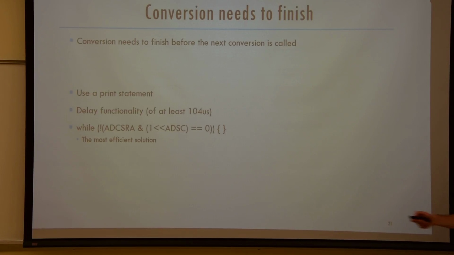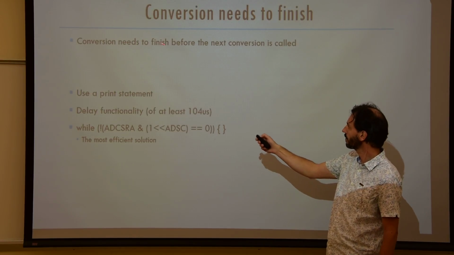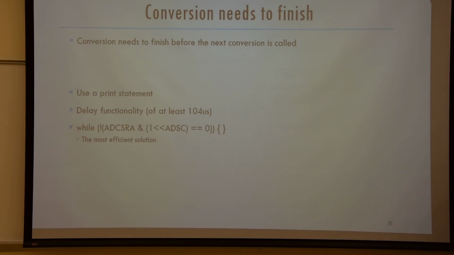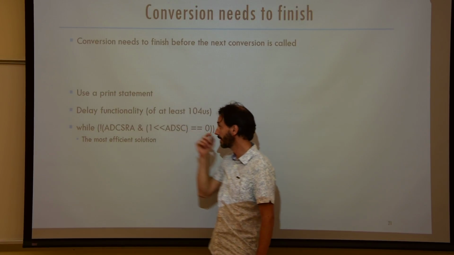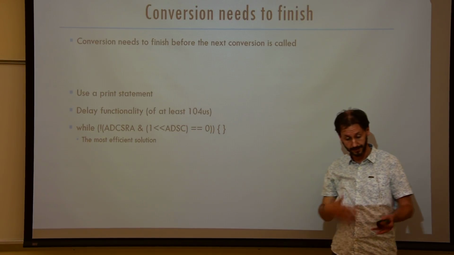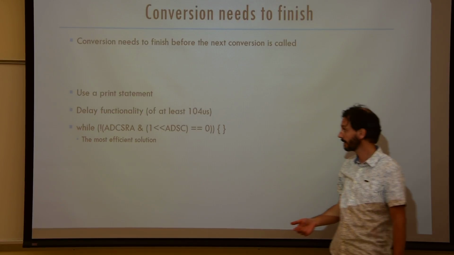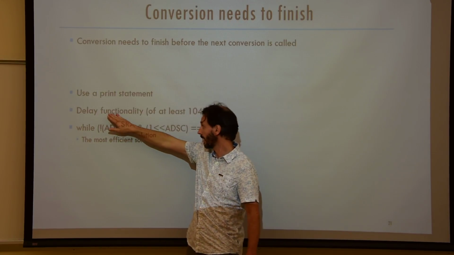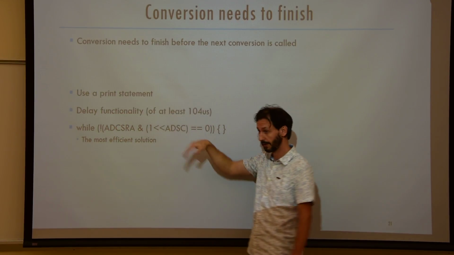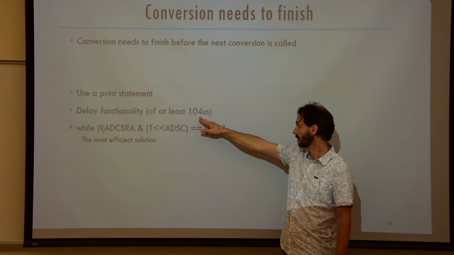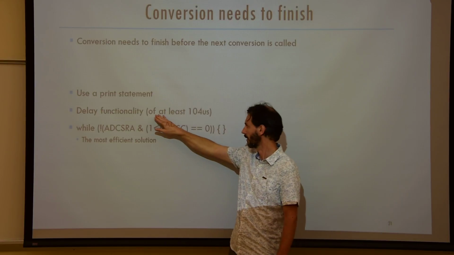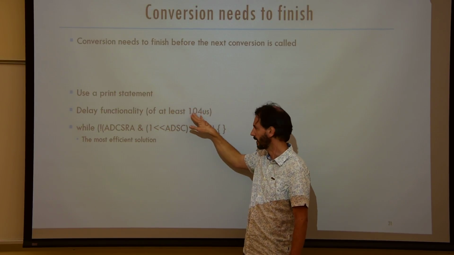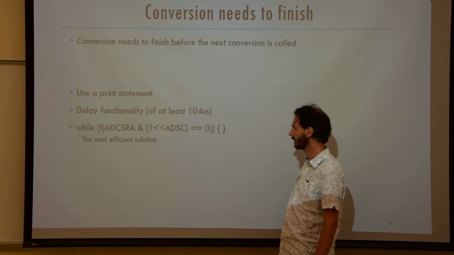So that's what we talk about here. It's very important that a conversion finishes before the next conversion is called. Super important. So how can you do it? You can do what we just did: use a print statement if that happens to fit your application. You can also use delay functionality, because if you compute precisely that it takes 104 microseconds, and you want to make sure that you have enough time, maybe set it to 200 microseconds.